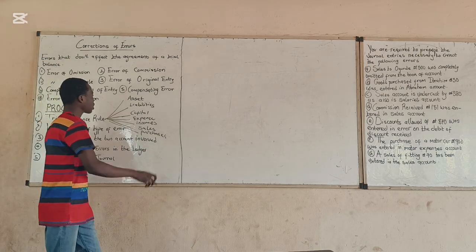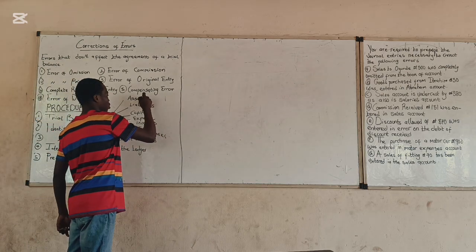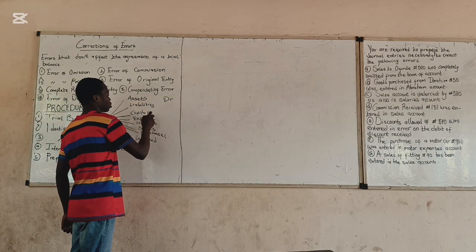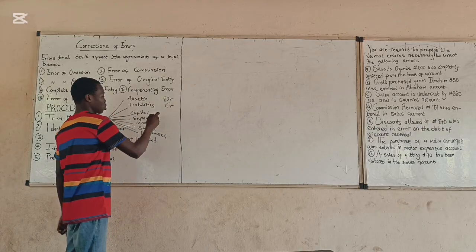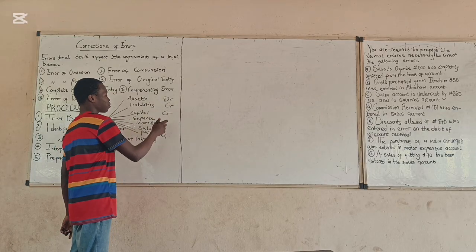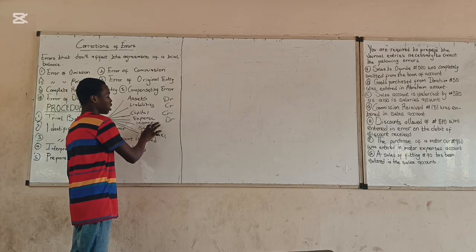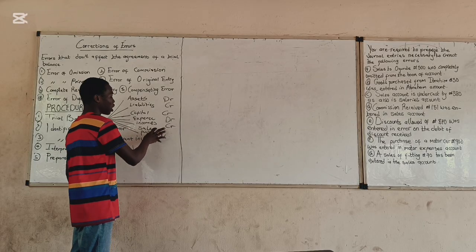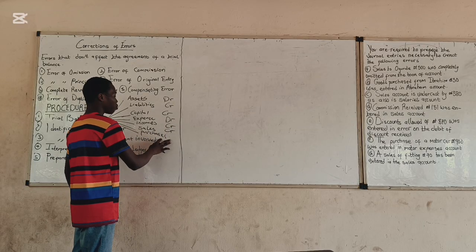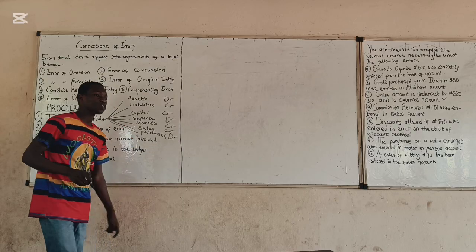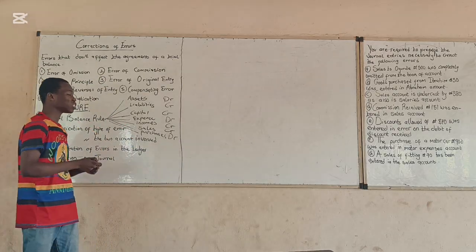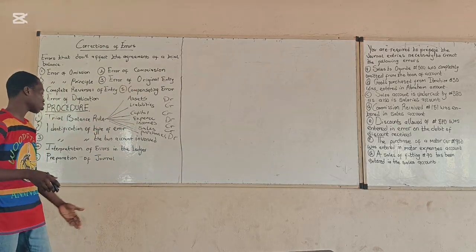So the rule says that all assets, you debit all assets, you credit liabilities, right? You credit capital. Expenses, you debit expenses. Incomes, you credit incomes. Sales, you credit sales. And purchases, you debit it. So you need to note all this. It is very important because we are still going to use this in the video.